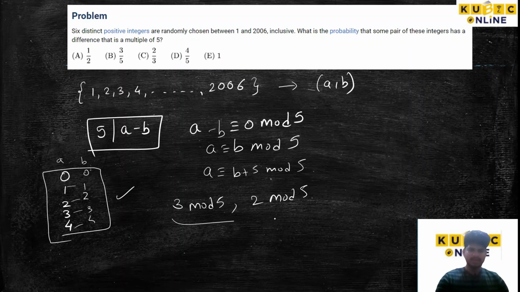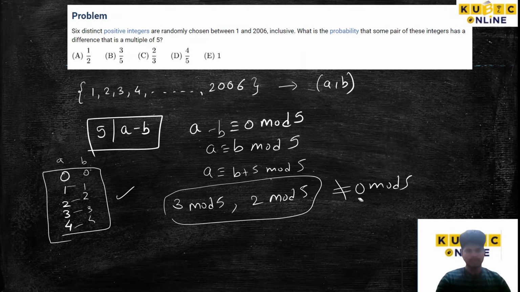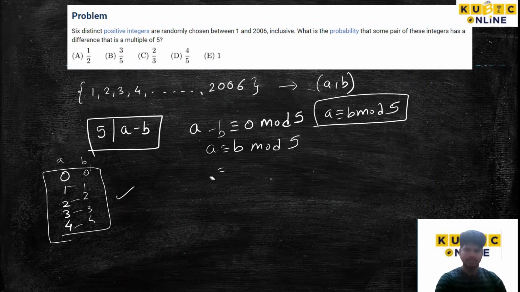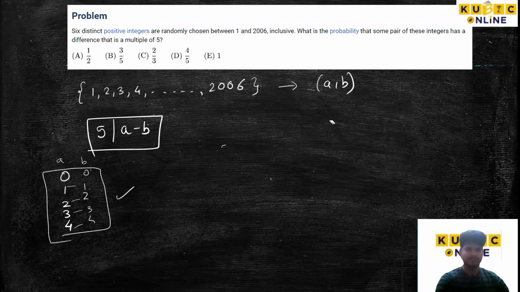If this is the case, their subtraction will never be 0 mod 5. Correct? Because these are two distinct integers, so their subtraction is not 0. So this will never result in 0 mod 5. So we will always have to find numbers such that A is congruent to B mod 5. Okay. So now first let us split the given numbers into 0, 1, 2, 3, 4 mod 5.